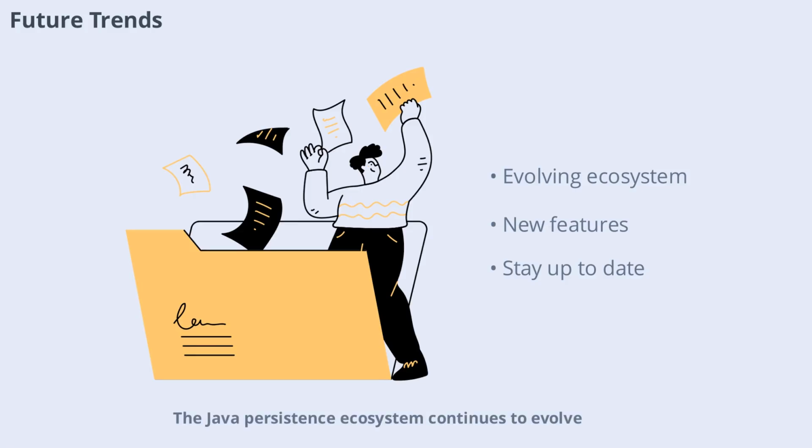The Java persistence ecosystem continues to evolve. New features and improvements are regularly added to Spring Data JPA, JPA, and Hibernate. Staying up to date with these changes ensures your applications remain modern, efficient, and competitive in the ever-changing tech landscape.